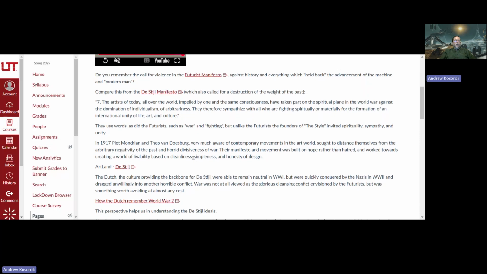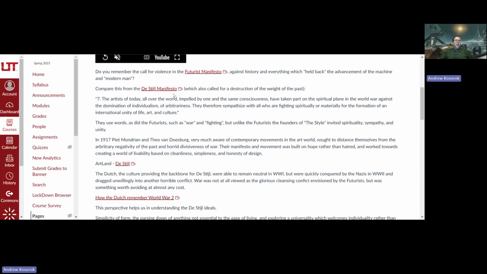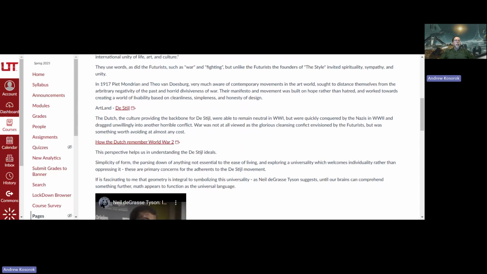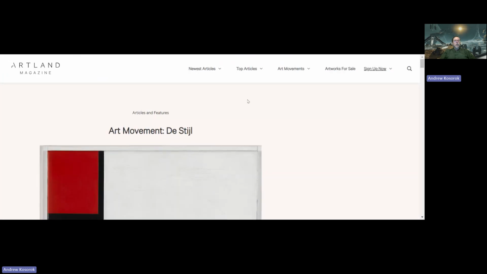I say here that the words that are used in the De Stijl Manifesto imply and invite spirituality, sympathy, and unity, where people are drawn together by exploring the new art, not drawn together because they survived the destruction of the old. And I just think that that's really interesting. And here's another really good article by Artland about De Stijl.